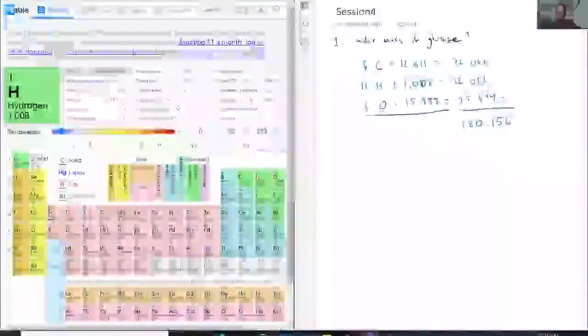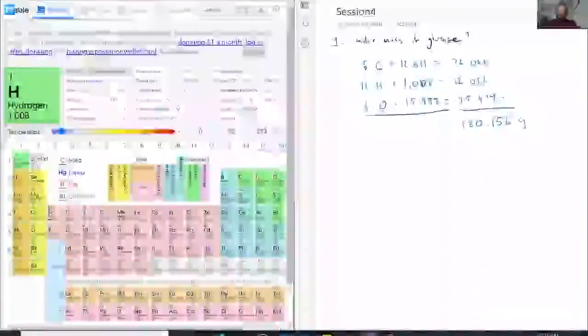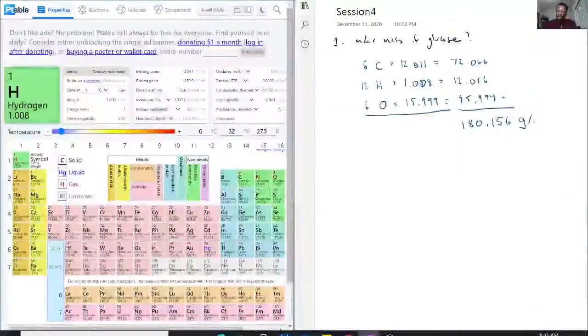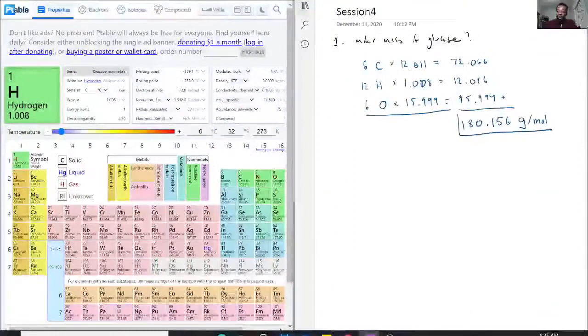But we're not done yet, because the molar mass is a representation of how many grams there are per 1 mole of the substance. And 1 mole of glucose, as we've covered, has 6 carbons, 12 hydrogens, and 6 oxygens. The units are important here. It's not just this number. We have to put the units of grams per mole. This right here is the molar mass of glucose.